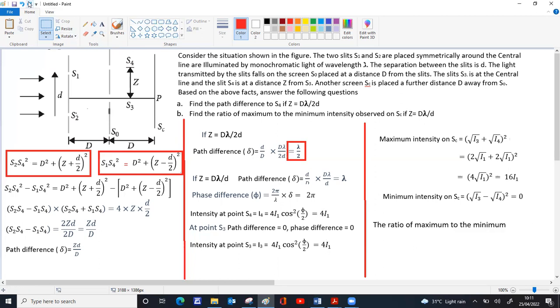Now the ratio between the maximum and the minimum. That is 16I1 by 0, or 1 by 0, which is infinity. That's the final answer.